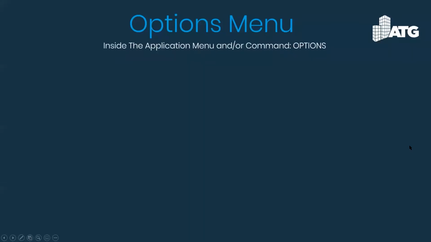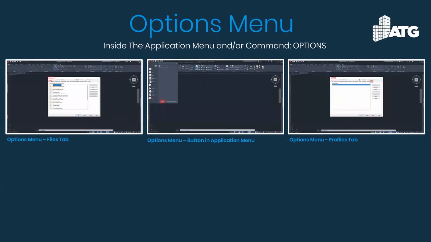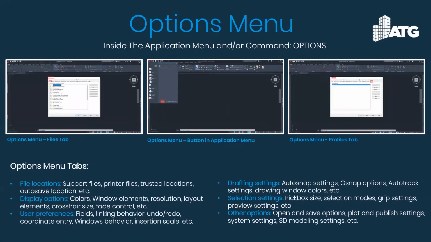And this is that options menu. This is inside the application menu. And you can also get to it with a right click in a blank space of AutoCAD, the drawing area, or you can type the command options. And these are just a couple of screenshots of what it looks like. I'll show you in the actual program.